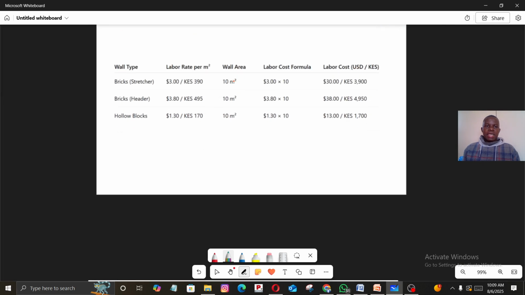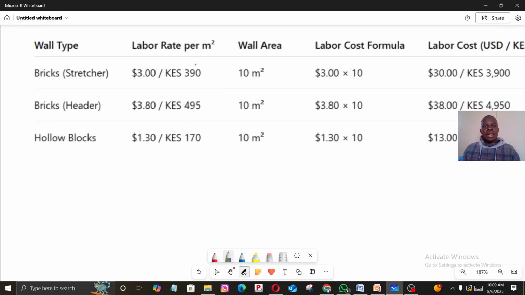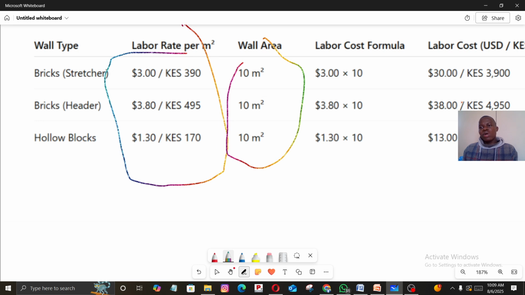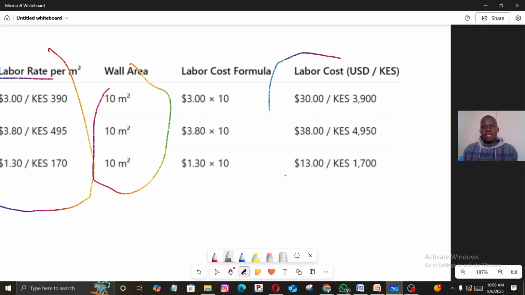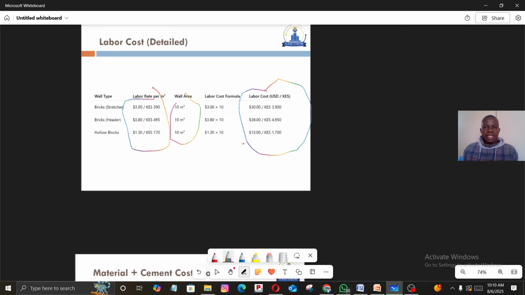Next, you want to consider the labor. You can just take the labor unit rate, which is this one here, for making either of the bonds. If this is the unit rate per labor and this is the wall that you are making, you simply multiply these two and you have your labor cost here. So this is our labor cost. Now that you have your labor cost, let's move to the next step.